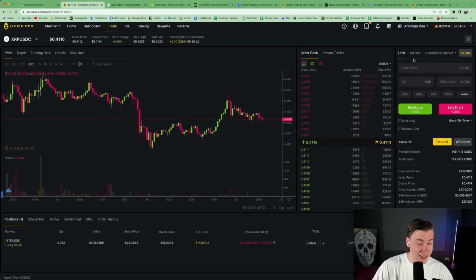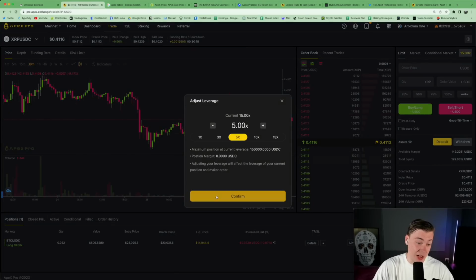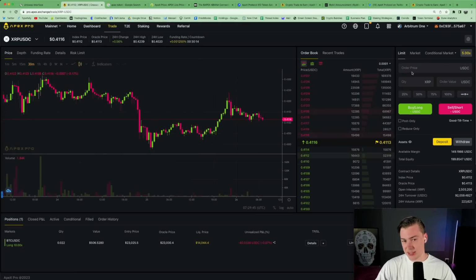I'm going to be shorting today, but I want to short on a limit order, and I only want to short using 5x leverage because I want to use less leverage and risk less capital. So I enter the price that I want to short at. Let's say I want to short XRP at this level at 0.42.